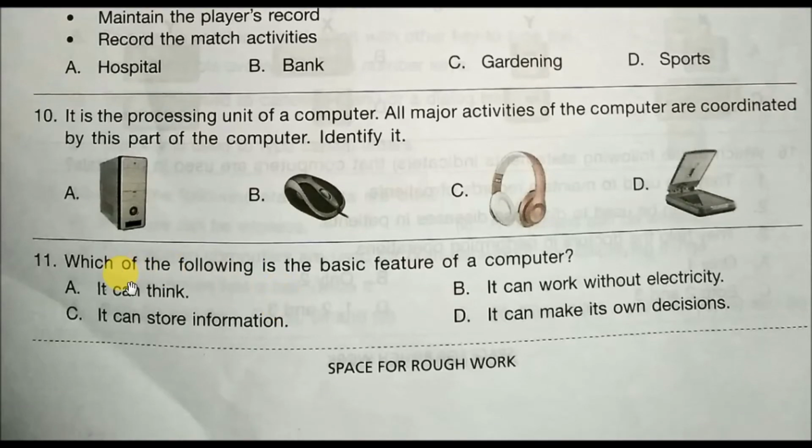Question number 11. Which of the following is the basic feature of a computer? Look at the options. It can think, it can work without electricity, it can store information, and it can make its own decisions. The correct answer is C, it can store information.